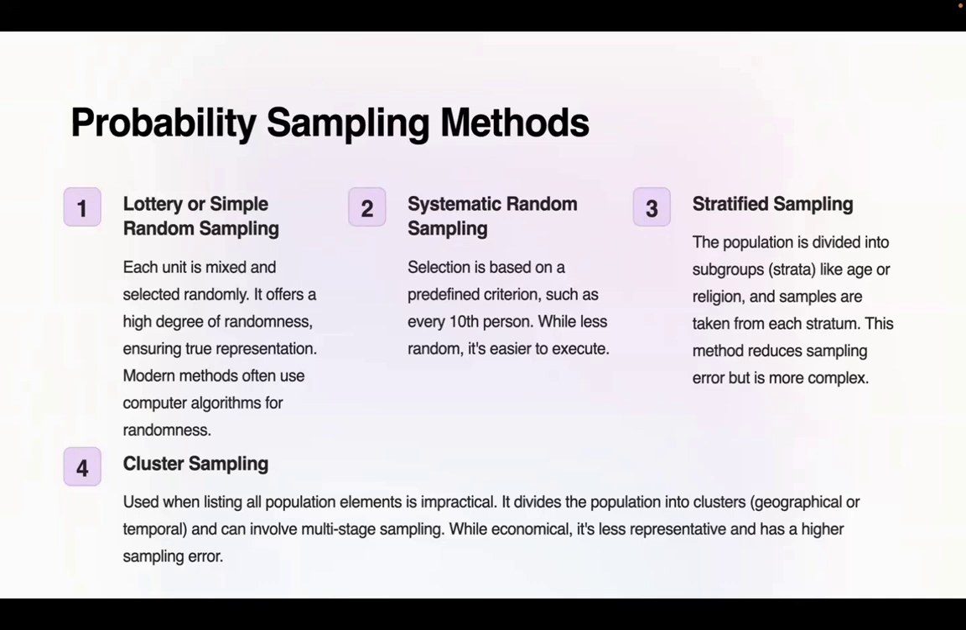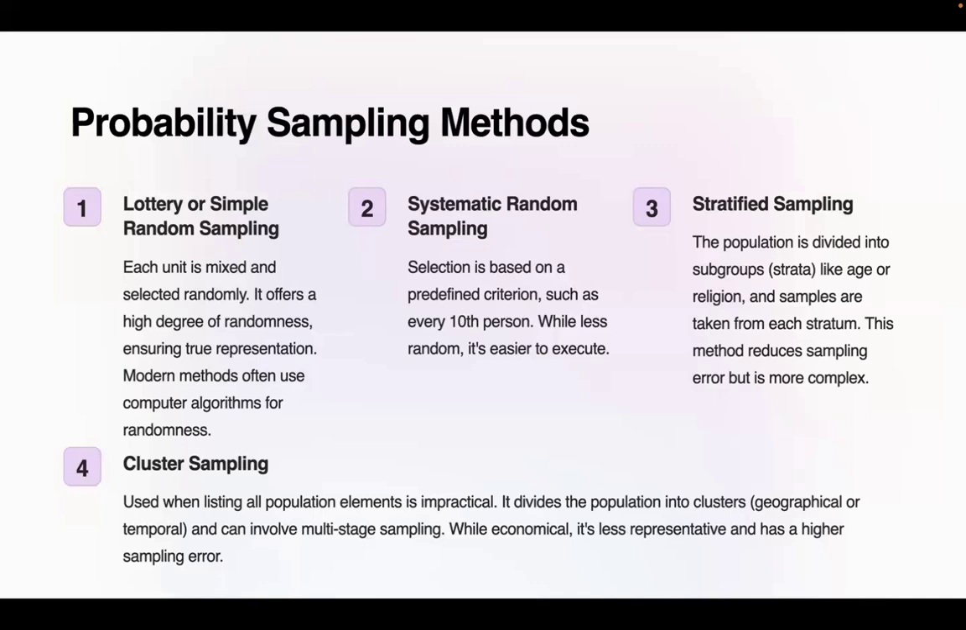Now the second probability sampling method is systematic random sampling. In this, selection is based on a predefined criteria, like every 10th person will be selected or every fifth person will be selected. It is less random and it is easier to execute compared to lottery sampling.